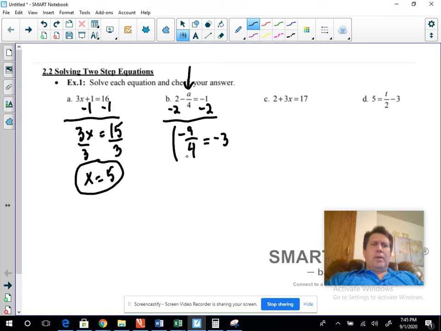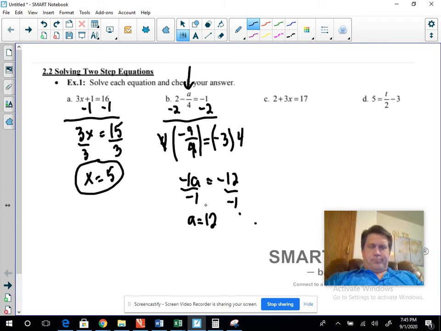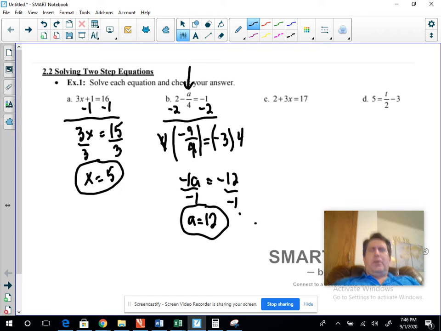Now again, we're going to multiply by 4. Multiplying by 4 gets rid of the 4 in the bottom. We have a negative a equals negative 12. Now that negative a really means negative 1a, and it's being multiplied by a. So we're going to divide by negative 1, and we get a equals 12. Going back a step, you could have multiplied by negative 4 and gotten rid of that negative all in one step back there. I really did that one in 3 steps, and we want to try to do it in 2.